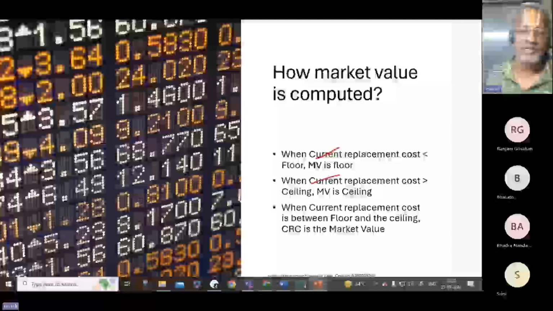When current replacement cost is between floor and the ceiling, current replacement cost is the market value. Very, very important.